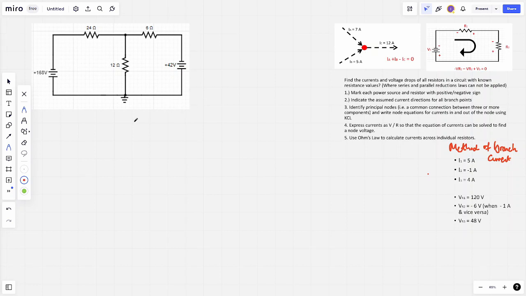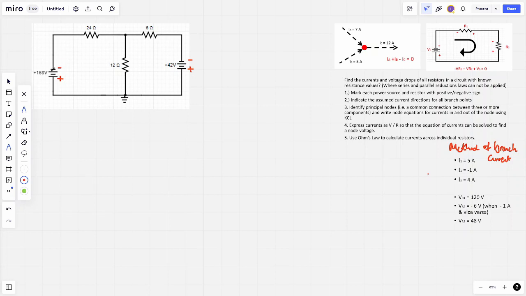So what I want to do firstly is look at number 1, mark each power source and resistor with a positive and negative sign. Remember, as discussed in the last video, the short terminal of the battery is the negative. That means the long line or the long terminal is positive. We're going to do that with the same battery on the other side.